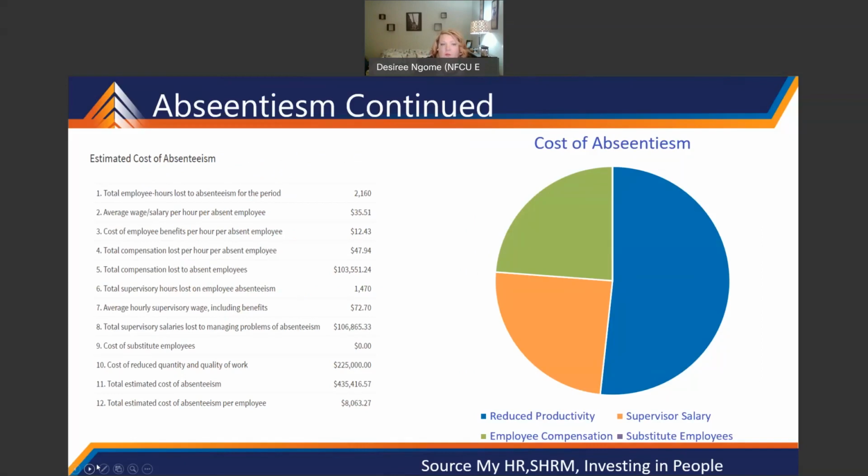Overtime for the year was $225,000, which was more than half of the total estimated cost of employee absenteeism. Now, I do want to give you a caveat. Specifically in terms of this dollar amount, $225,000 for overtime, this figure only includes overtime that's due to absenteeism, not overtime that was due to special all-hands projects such as the Follow the Leader boot camp.